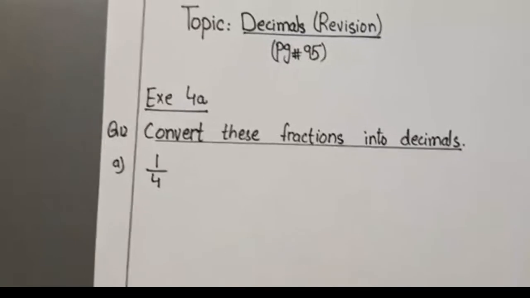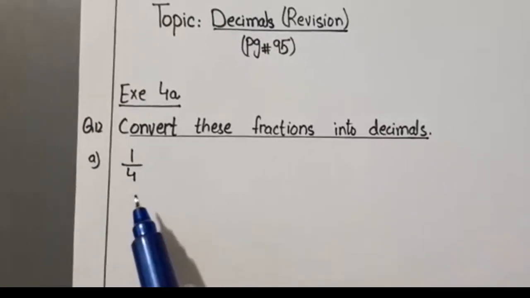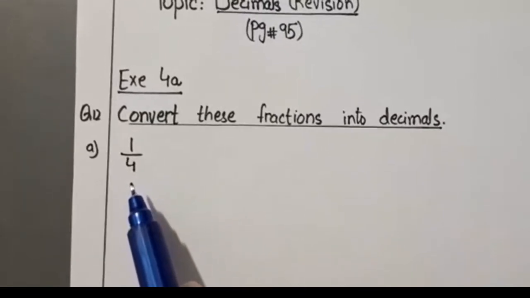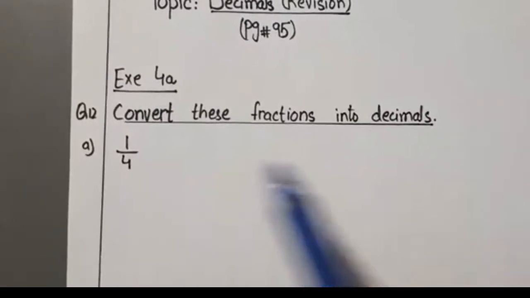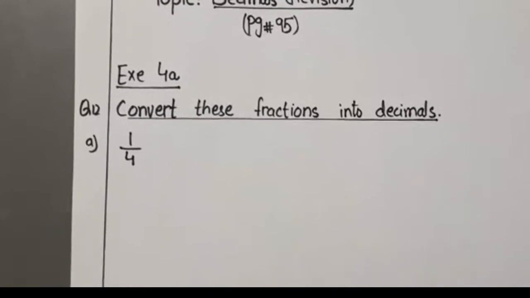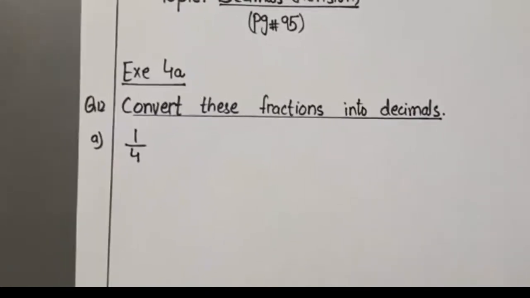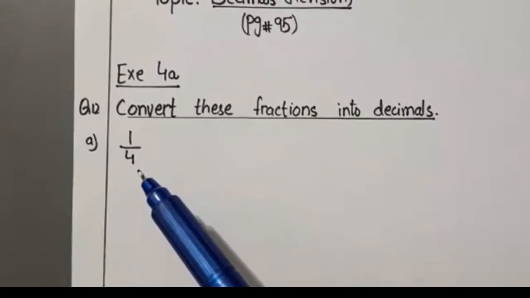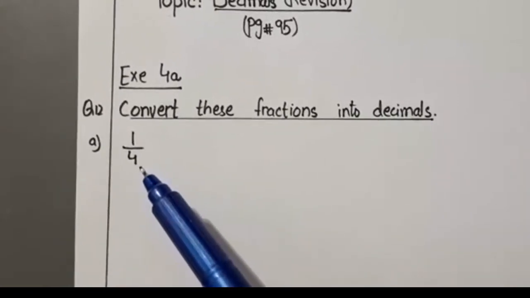But remember, we have learned in the definition that decimals should have 10, 100 and 1000 in the denominator. But there is no 10, 100 or 1000. It is 1 by 4. So what we have to do, we have to check: does 100 come in the table of 4?